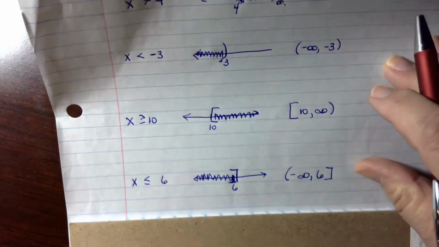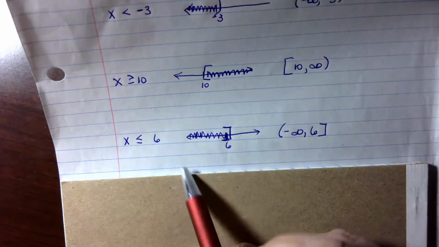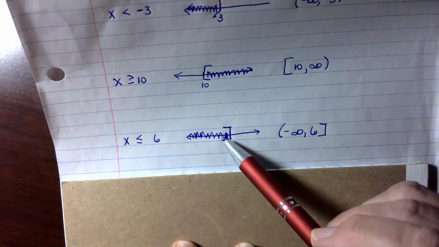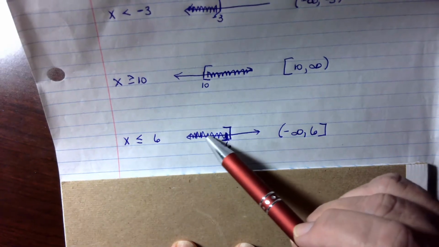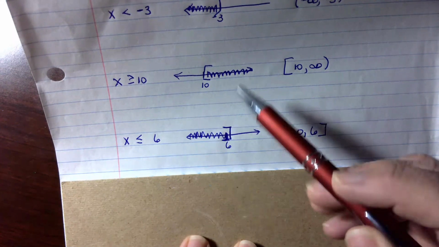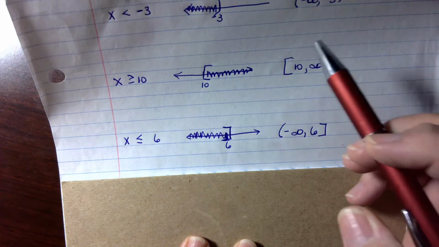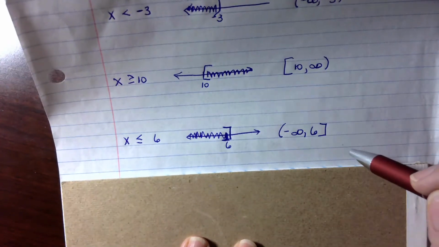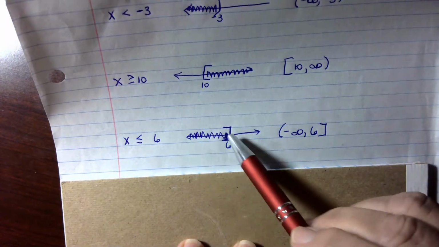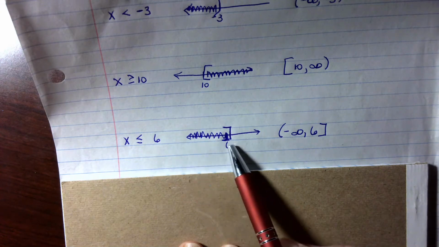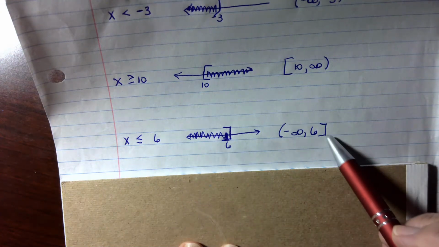And then my last example, I have x is less than or equal to 6. So I marked 6, and I shaded to the left. It did have the equal to, so I used the bracket. And again, when I write it in interval notation, I go left to right. So that's negative infinity to 6 with the bracket.